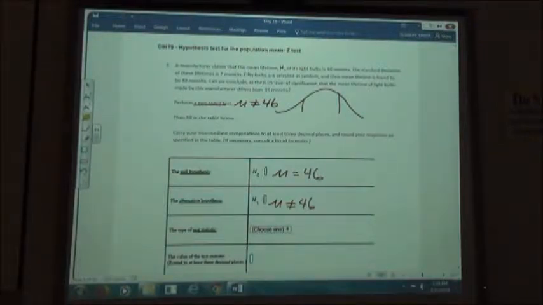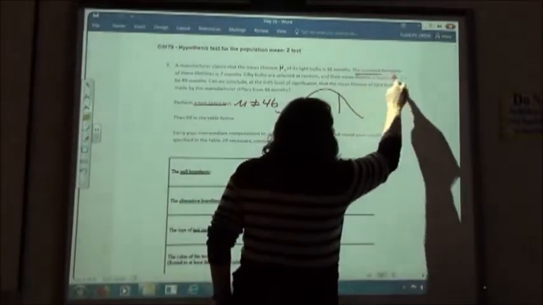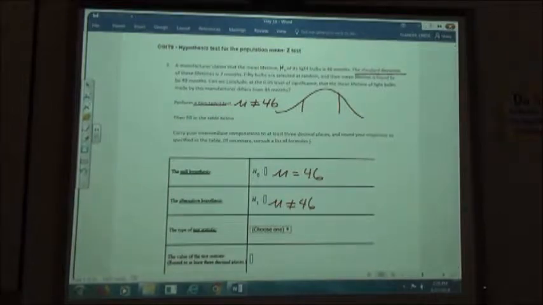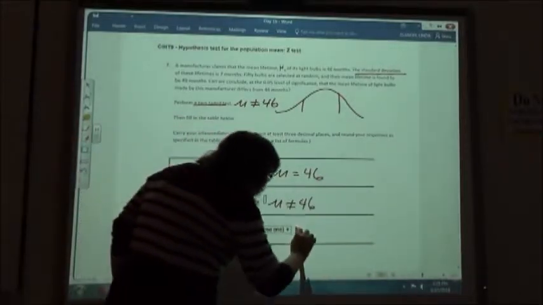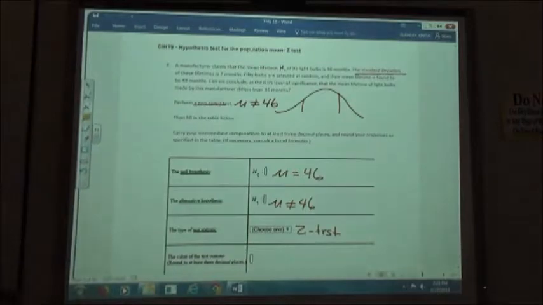So, they ask you what type of test statistic you have. If I know the population standard deviation, then we do the z-test. We had a z-test, we had a t-test, and we had the chi-squared test. So, on these ones, we're doing the z-test because we know the population standard deviation.